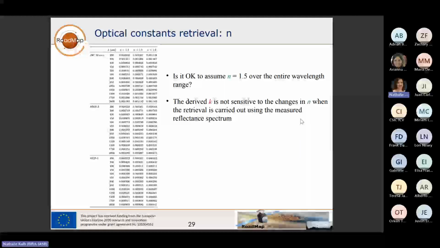Okay, so as you remember, I assumed the real part of the refractive index to be 1.5. Now, another good question is, is it okay to do that? We did some tests, so we used different values for the real part of the refractive index and repeated the optical constant retrieval. We noticed that actually it doesn't really make a difference. It's within the error limits. So it's okay to use or assume this 1.5, but only when you are doing this retrieval from a reflectance spectrum.